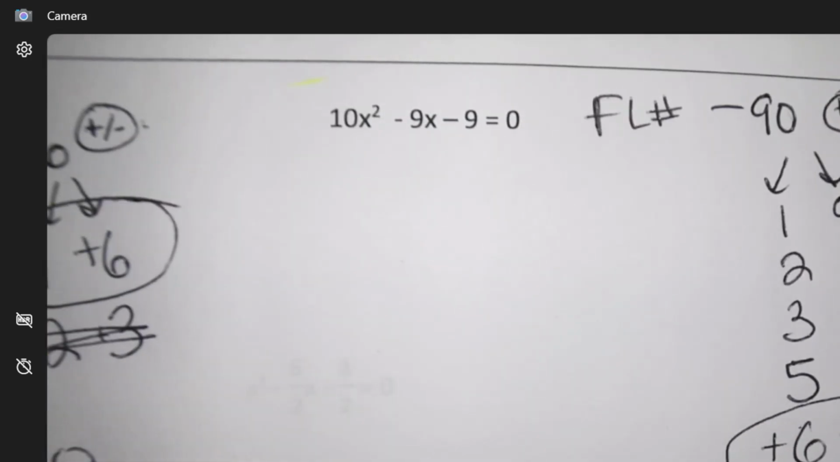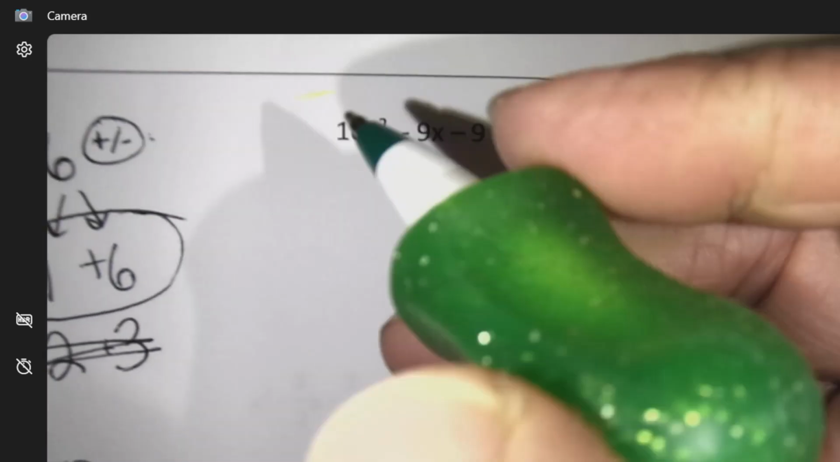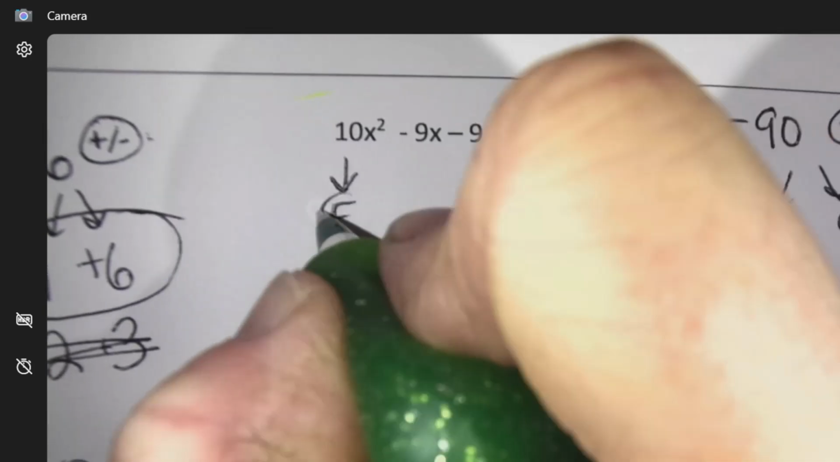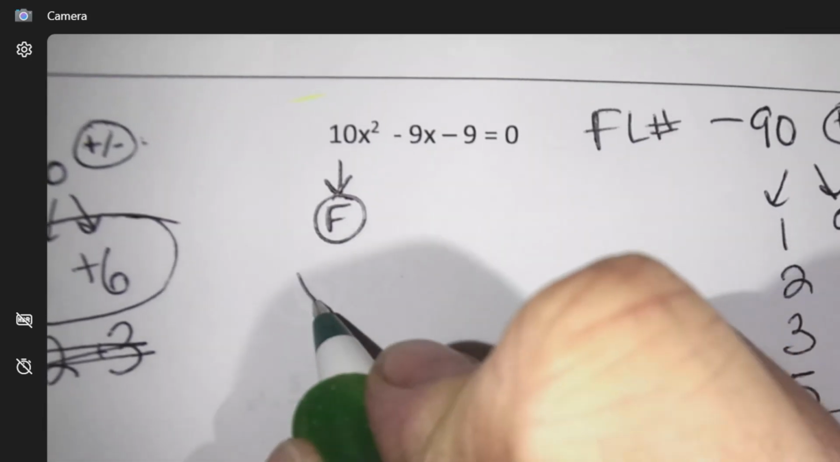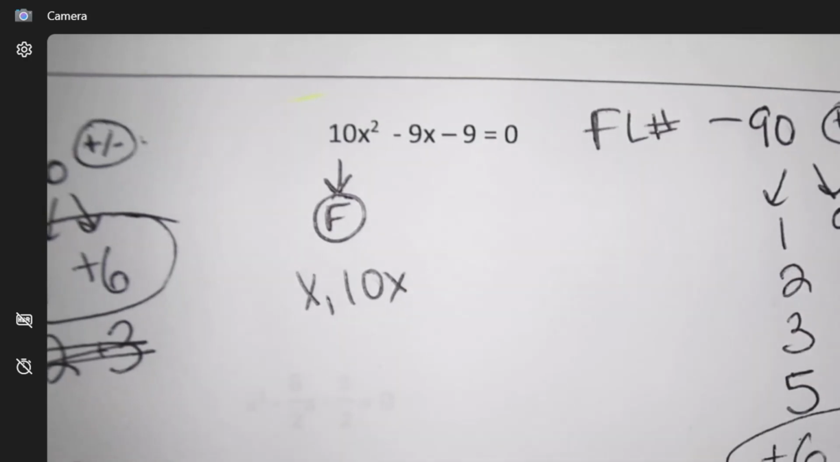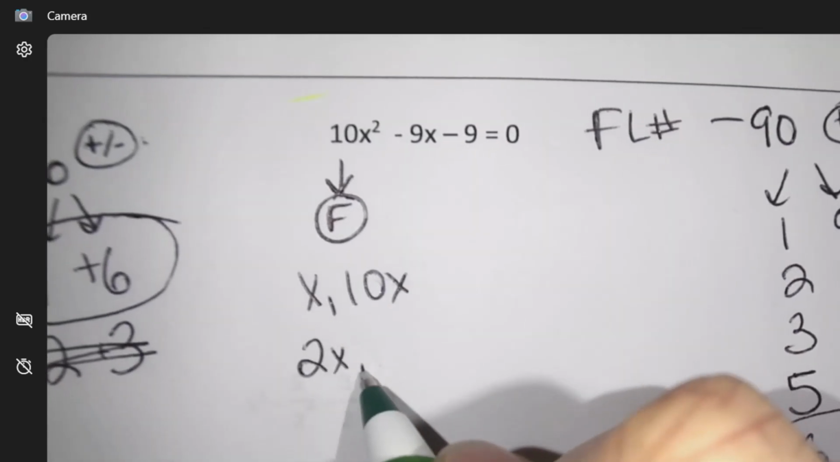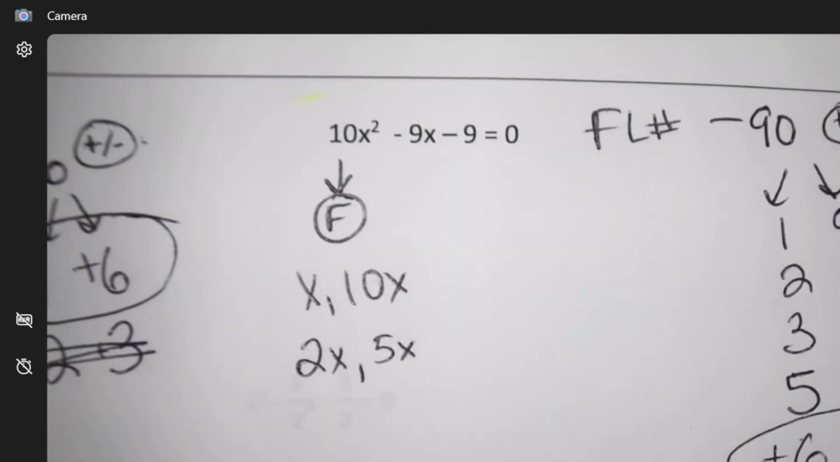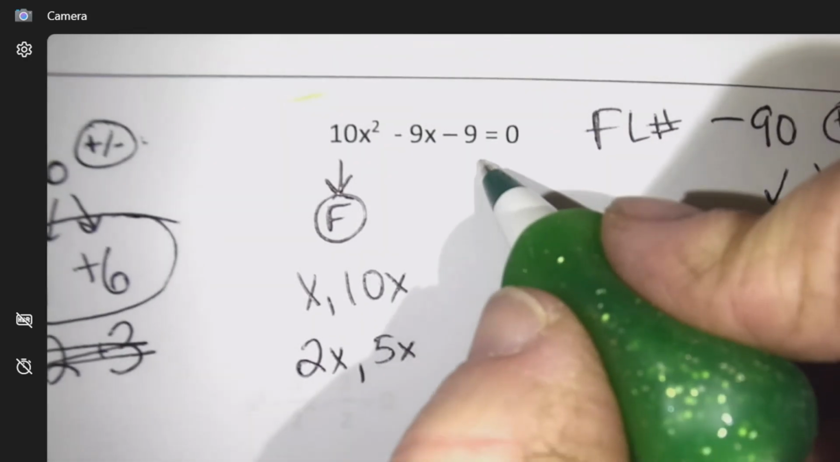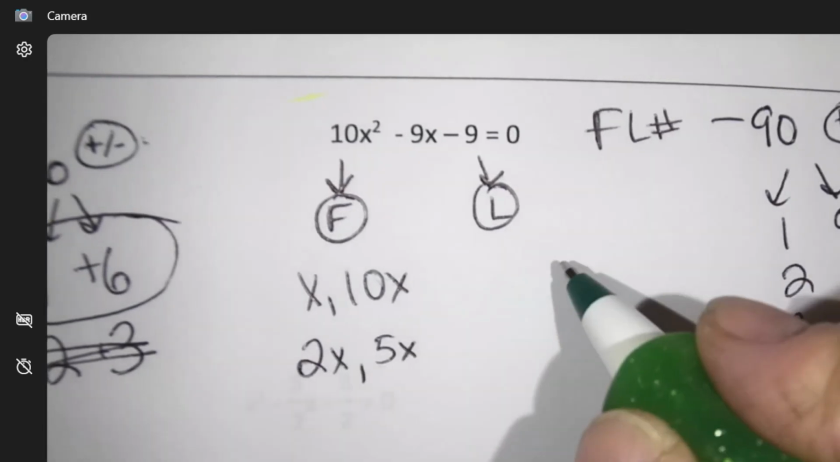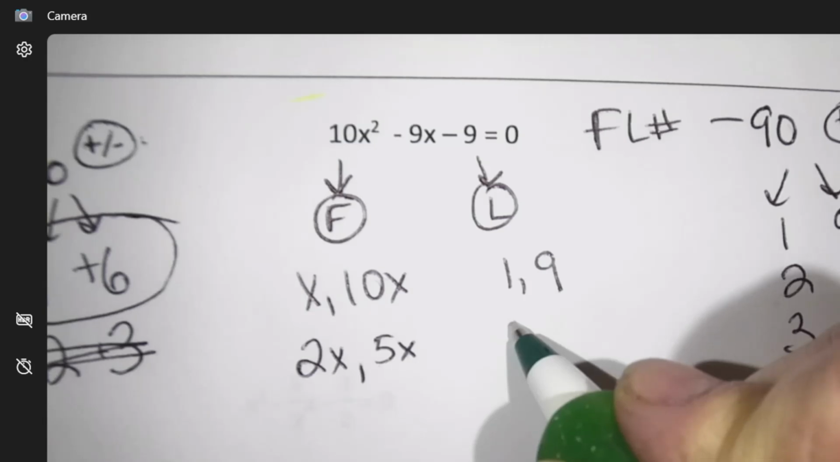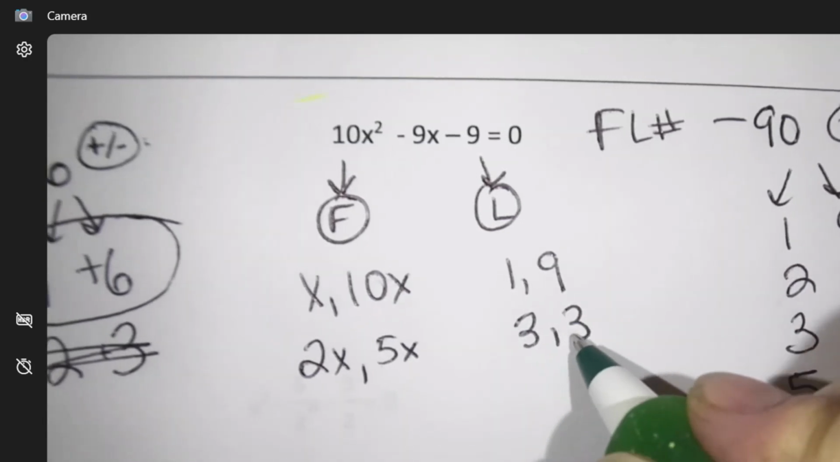Okay, now we're going to go back to this and we're going to say, how could I have made the F? 1x times 10x. That would have been one option. Or 2x times 5x. How can you make this L? 1 times 9 or 3 times 3.